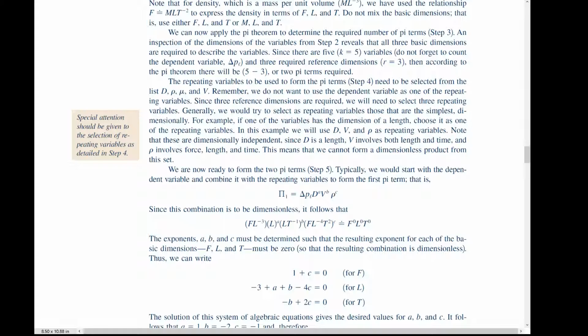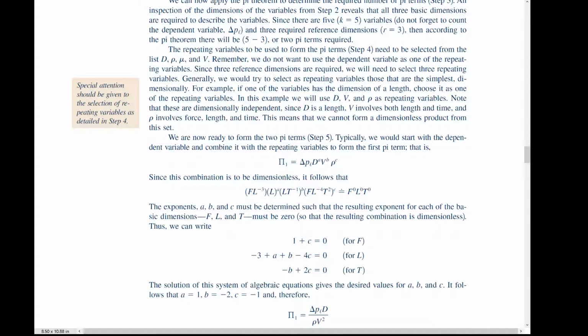It doesn't say that. Oh, or 2 pi terms. It does say that with letters. The repeating variables to be used to form the pi term, step 4, need to be selected from the list: d, rho, mu, and v. Remember, we do not want to use the dependent variable as one of the repeating variables.